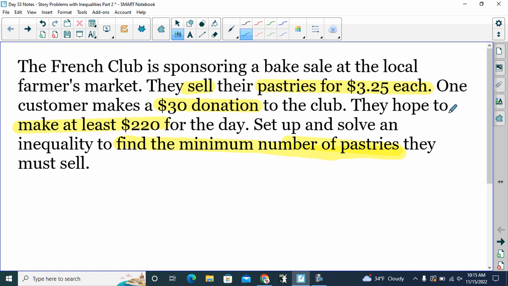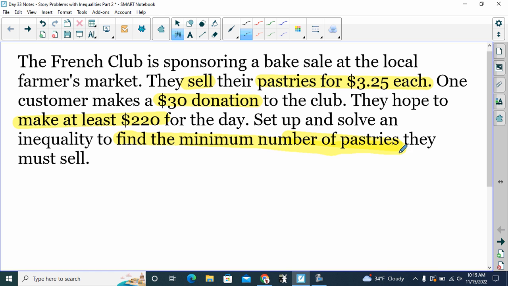We're going to start this again with words and then transform that into an algebraic inequality that we can solve. It starts with saying they want to make at least $220. So money earned, or money made, we are going to compare that with 220. We want to think about which of these the French club wants to be bigger. They want their dollars earned to be bigger than 220. At least means it could also be equal to 220.